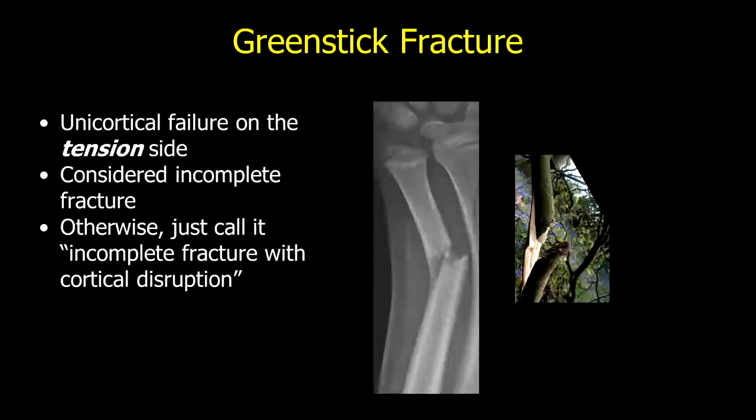Now, if the injury has a force greater than that which produces a buckle, you may see a greenstick fracture. This similarly is a unicortical failure, but has a radiographically apparent fracture, and it's on the tension side of bone. It also is considered an incomplete fracture. Now, if you have a unicortical fracture on the compression side of bone, it is not a greenstick fracture, but simply can be called an incomplete fracture with cortical disruption.